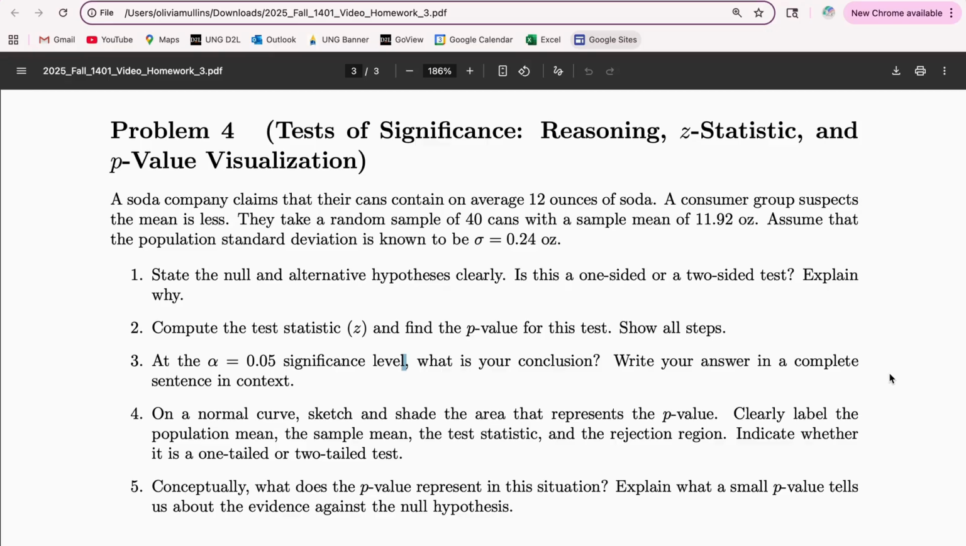Next question, question 4 says, on a normal curve, sketch and shade the area that represents the p-value. Clearly label the population mean, the sample mean, the test statistic, and the rejection region. Indicate whether it is a one-tailed or a two-tailed test.